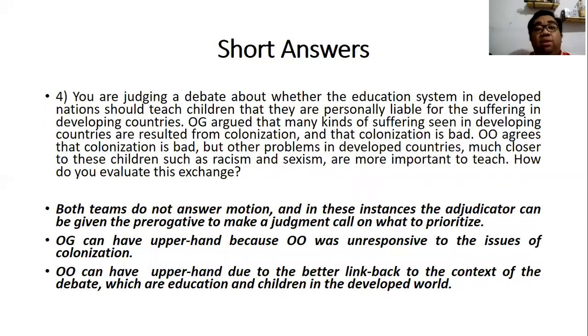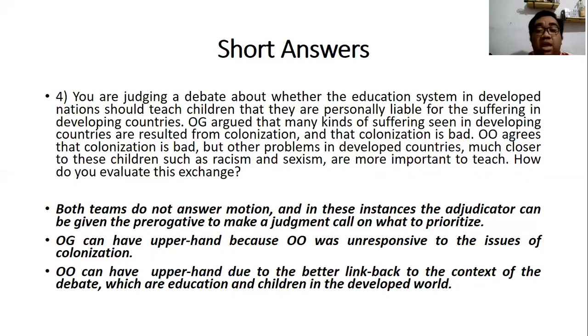Now, how do you evaluate this exchange? So this is sort of a free-for-all type of scenario, because we felt on the adjudication core that both teams did not really answer the motion. There were clear gaps with the argumentations provided by both opening government and opening opposition. And in these instances, the adjudicator can be given the prerogative to make a judgment call on what to prioritize.